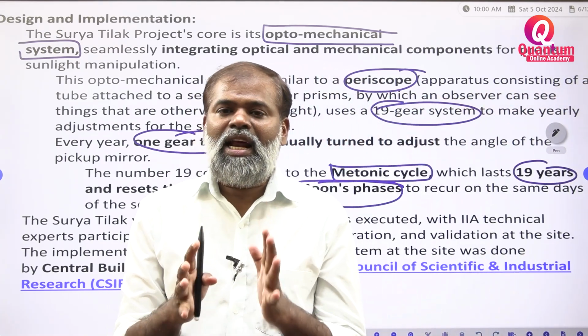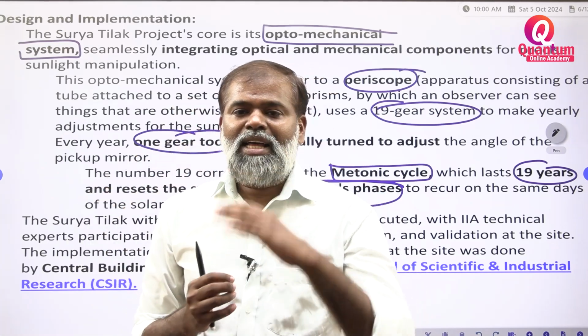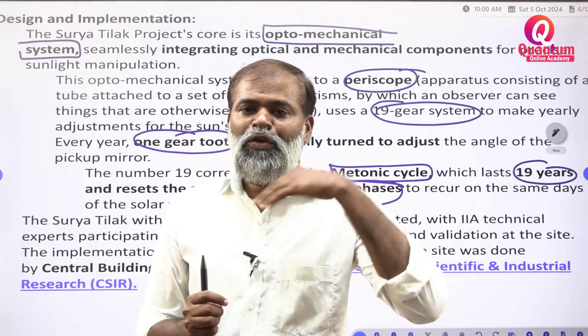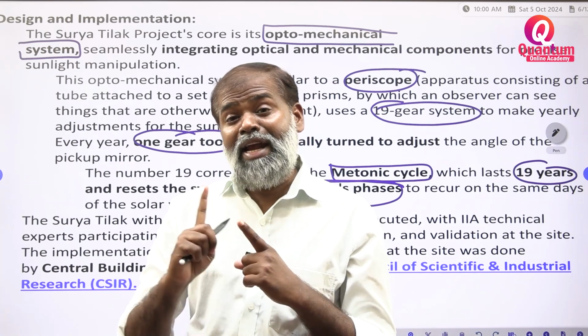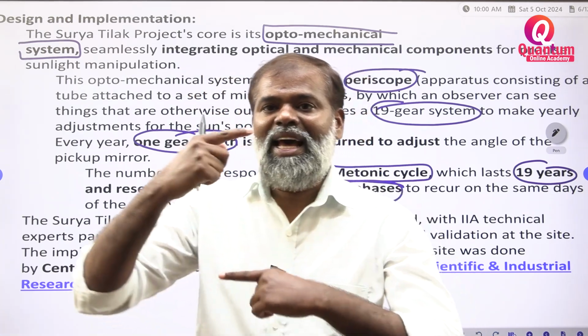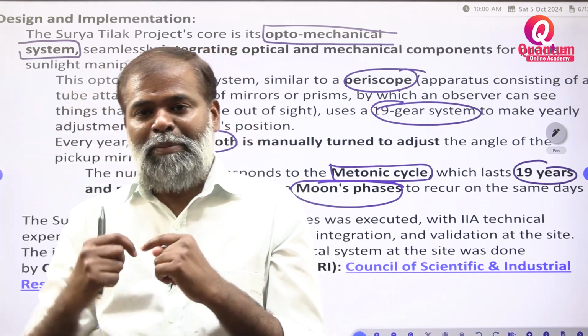Actually, Sri Rama Navami follows the lunar calendar. Based on the lunar calendar, every year Sri Rama Navami will come. If you follow the Gregorian calendar, what will happen? Every 19th year Sri Rama Navami will come. So that's why they are preparing the gear system. 19 gears they are preparing.